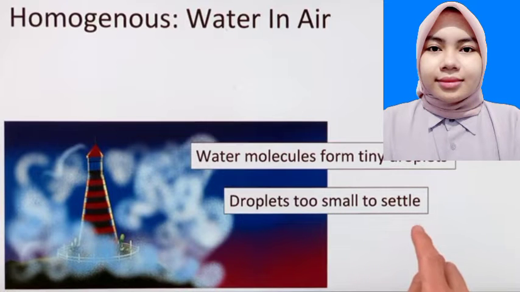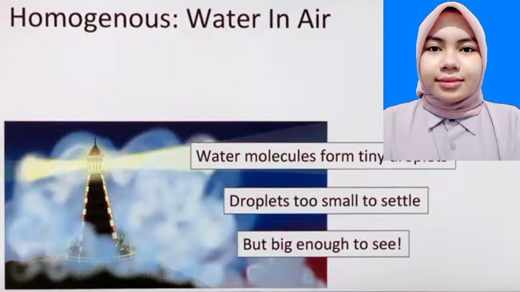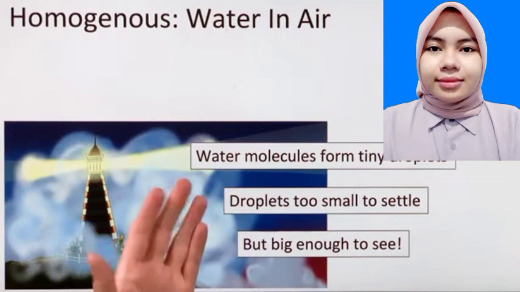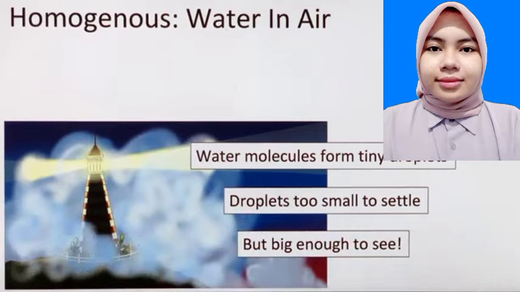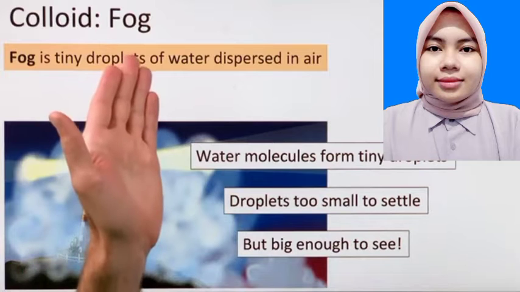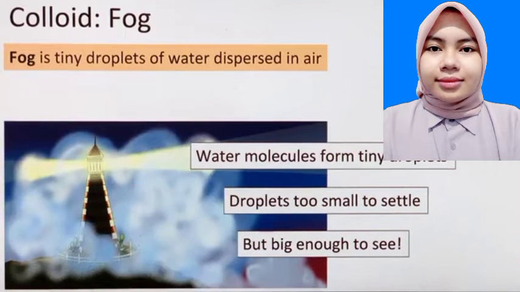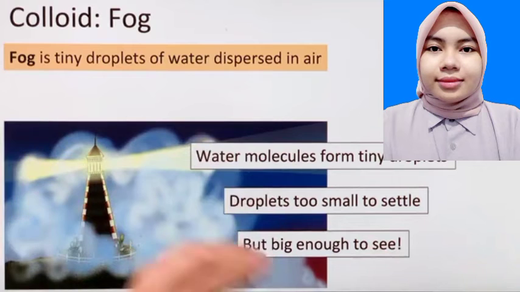They just float there, but they are big enough to start reflecting light, just like this. So you can see this. When this happens, you get something called fog, and fog is a colloid. It is made of very tiny drops of water dispersed, or spread out, in the air.